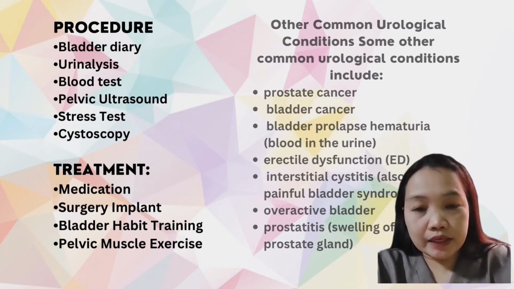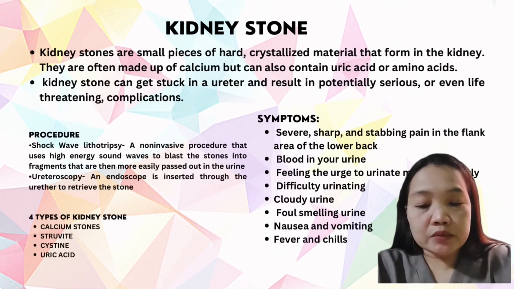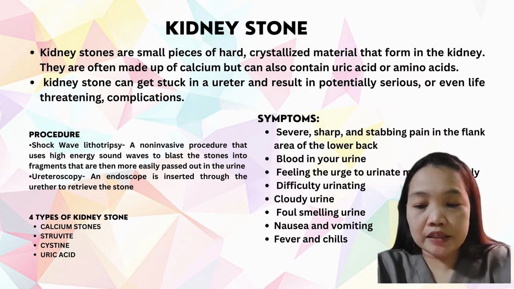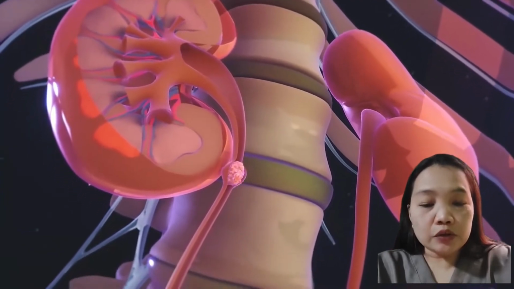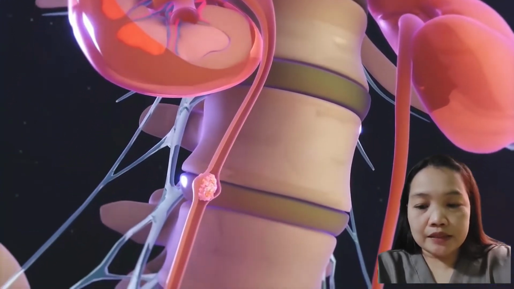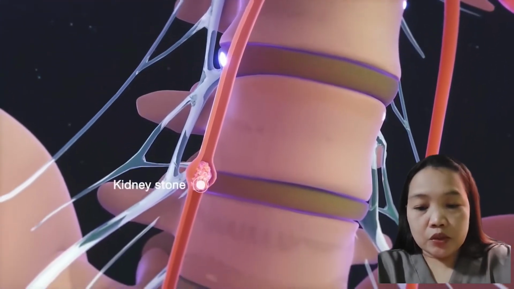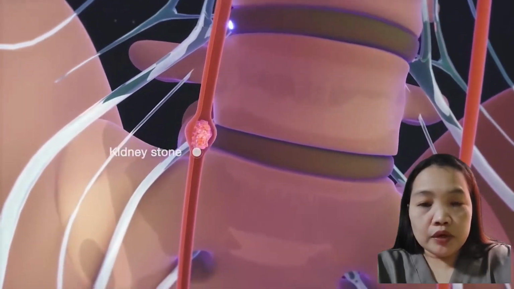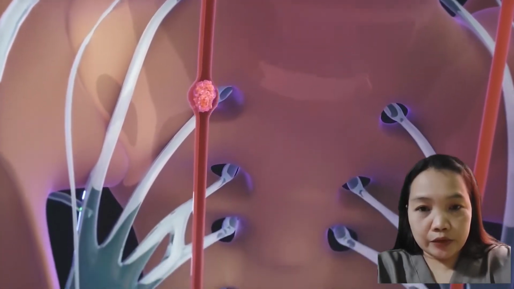The next one is the kidney stone. It is small pieces of hard crystallized material that form in the kidney. They are often made up of calcium but can also contain uric or amino acid. There are 4 types of kidney stone: the calcium stone, struvite, cystine, and uric acid.